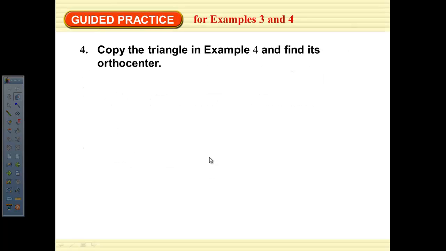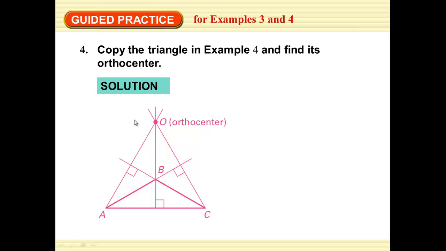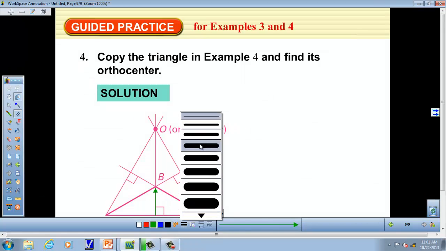And it says to copy the triangle in example 4 and find its orthocenter. I'll just show you what that looks like. Here is the triangle. It's an obtuse triangle. So again, we would extend this side out. This is also an altitude right here. We would continue this to here. Actually, what we'd do is we'd say the altitudes are here. Let me do that a little bit darker or bigger.